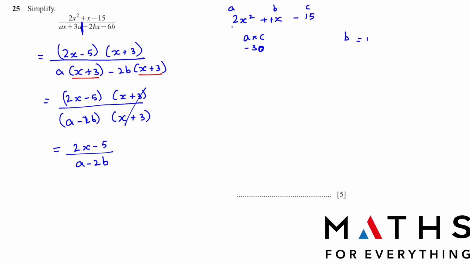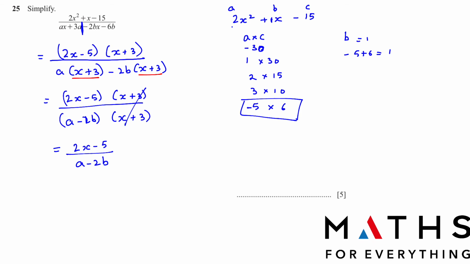So let's write down the factors. 1 multiplied by 30. I'm not putting the negative now, I'm just writing down. 2 multiplied by 15, 3 times 10, 4 will not go, 5 times 6. As you can clearly see, these two numbers will give us 30. If I change here -5 multiplied by 6, I will get -30. And -5 plus 6 will give me my b, which is 1.